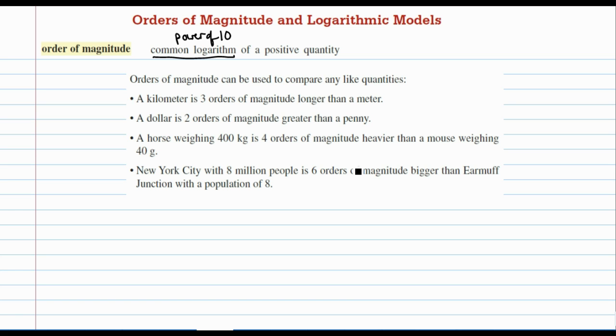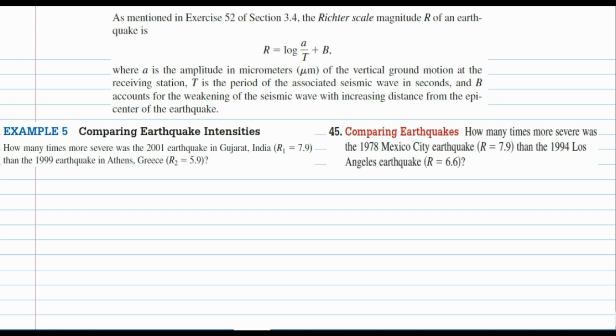I actually Googled it. I Googled Earmuff Junction, and the only thing that came up, even on Google Maps, was just a bunch of math problems. So I think Earmuff Junction is a place that mathematicians make up so they can have a place with population 8. I don't know.